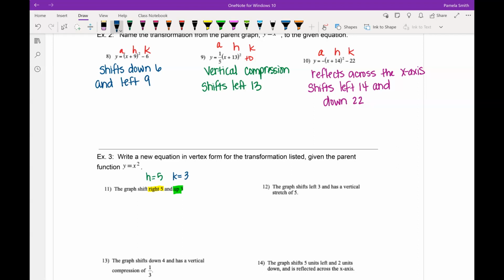It didn't reflect. It didn't vertically stretch. It didn't vertically compress. So there's no change in a. So when I write this, this would be y equals the quantity x minus 5 squared plus 3. There was no change to the a value in this equation based on the information given.